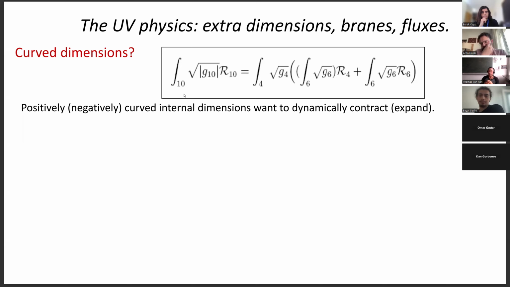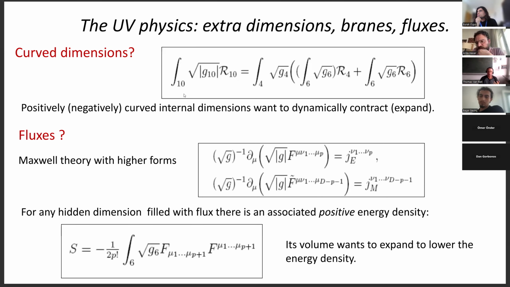Whereas if I have compact hyperbolic extra dimensions, they want to explode, right? So these are two forces. And so clearly, if I don't do anything else, curved extra dimensions don't give me a vacuum, because they will either collapse or explode to infinite size, right? So we need to do something else. And what is that something else?